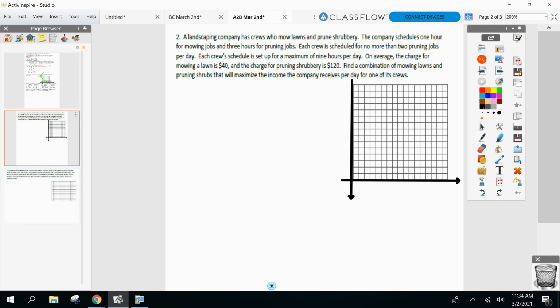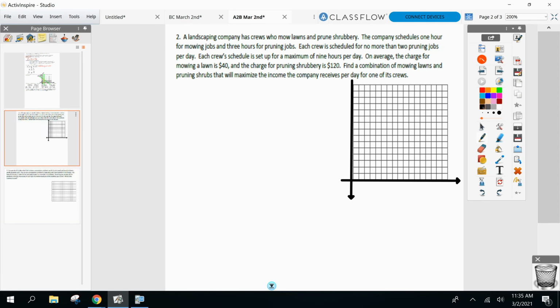All right, so going back before I got into Edward Scissorhands here. 1 hour to do a mow and 3 hours to prune. That's how long it takes to do each job. Each crew can do no more than 2 pruning jobs. So right there, hey, guys, you cannot prune more than 2 shrubs a day. And you cannot work more than 9 hours a day. All right, I charge $40 for my lawn, $120 to prune the shrub. Find the combination of mowing lawns and pruning shrubs that will maximize my income.